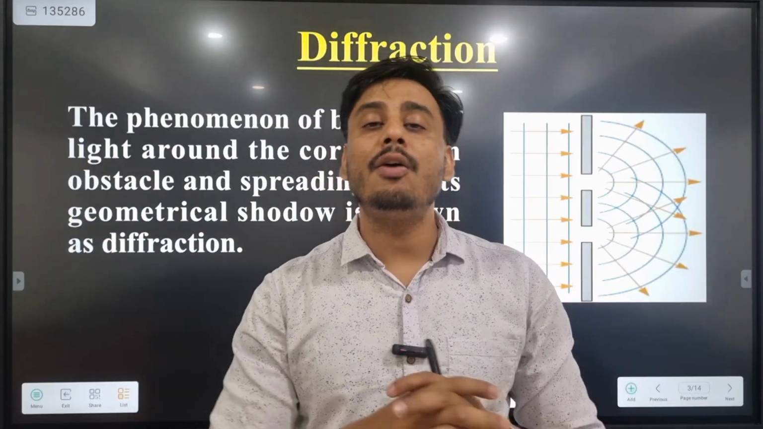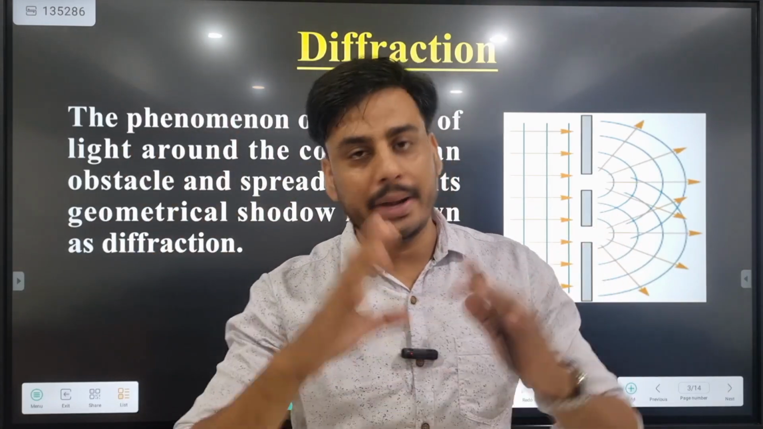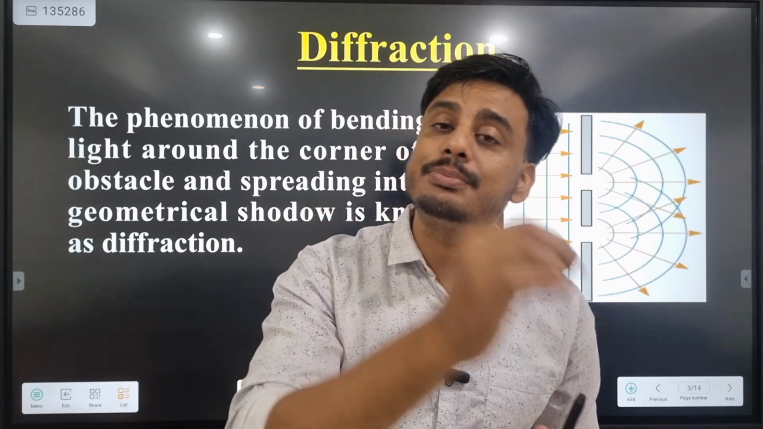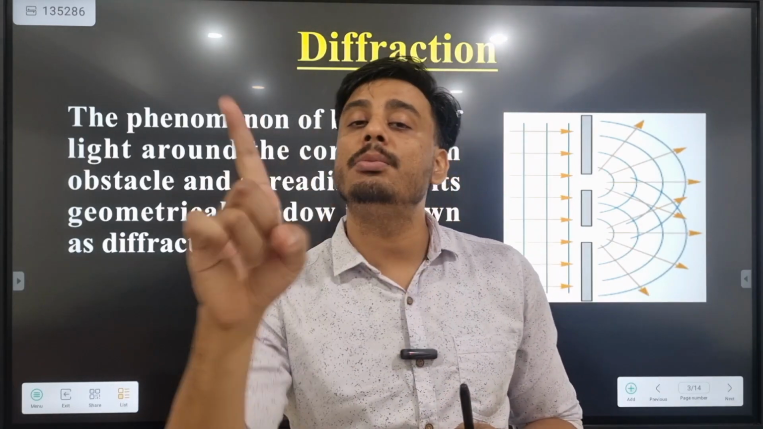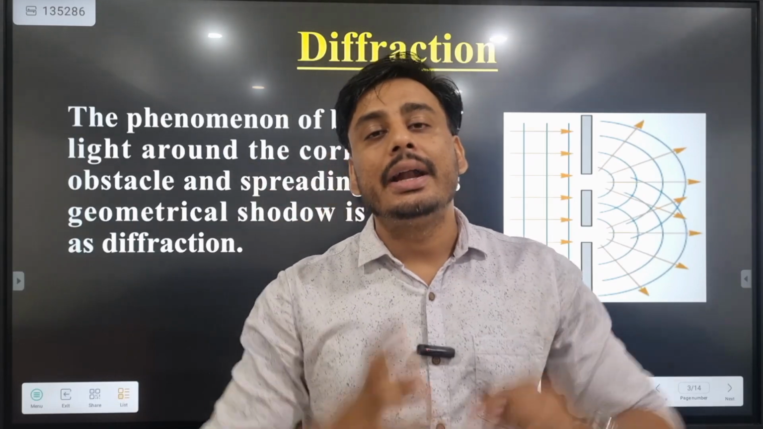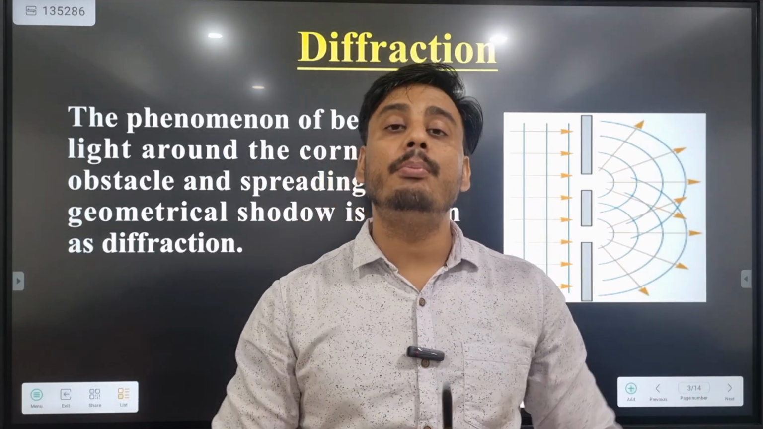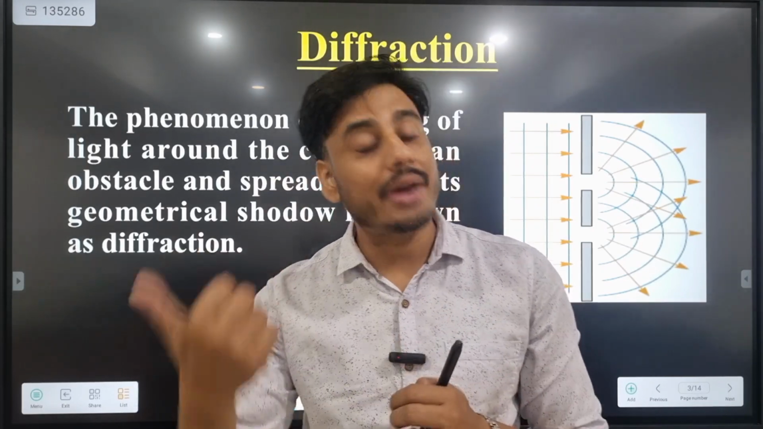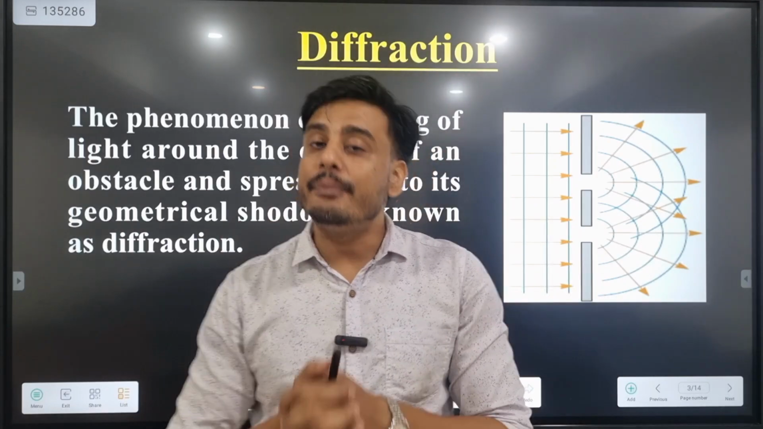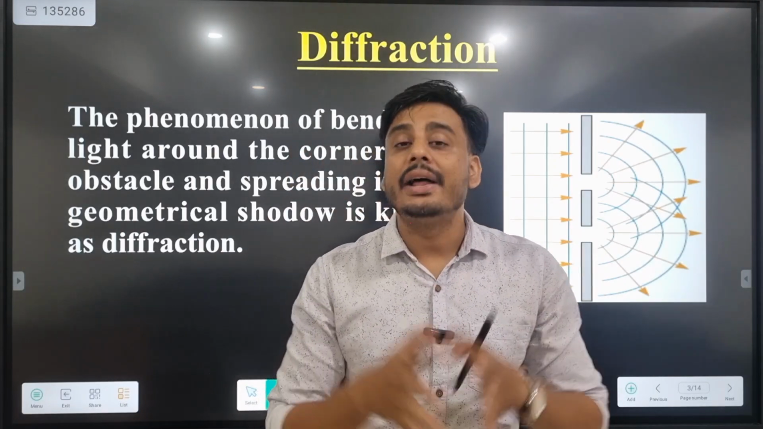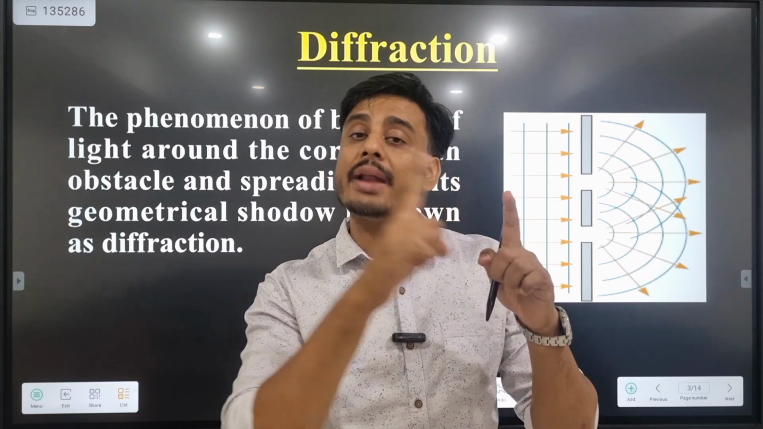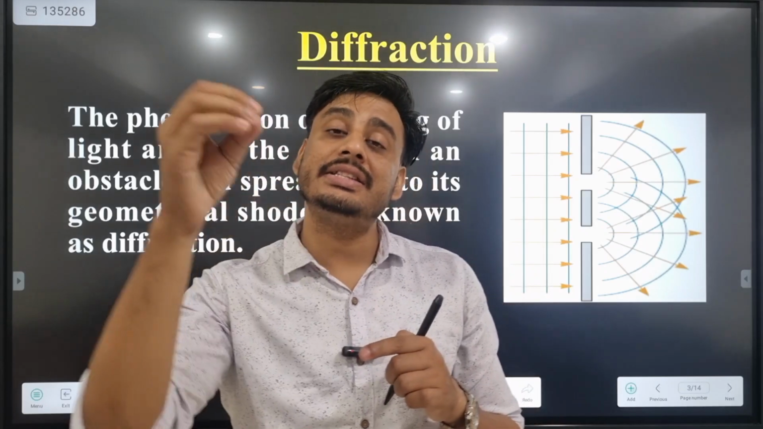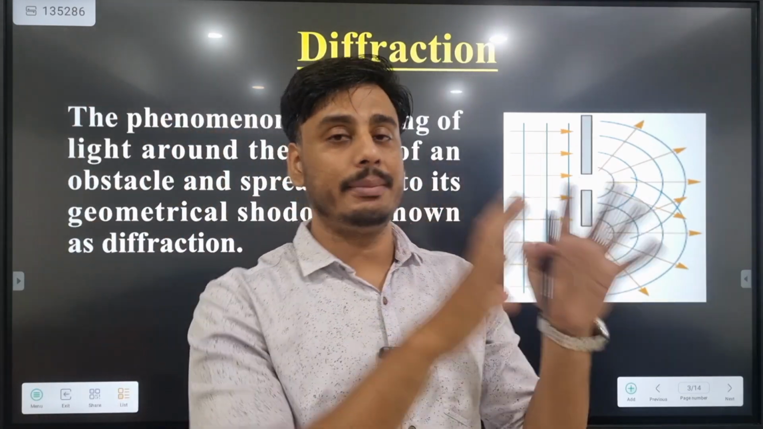Already you know that when a ray of light travels from one medium to another medium, it bends. That is known as refraction, and the cause of refraction is the change in speed of light. Similarly, diffraction is also a phenomenon of bending of light. Now we may get confused: refraction is bending, and diffraction is bending. Let me clear that. Refraction is when a ray of light travelling from one medium to another medium bends, and the cause of refraction is the change in speed of light while travelling from one medium to another.